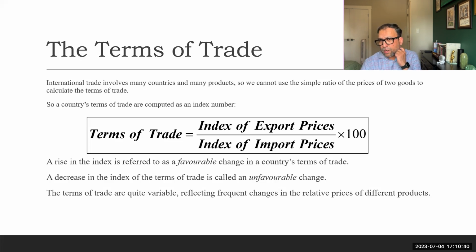So in this way, the ratio we get is the terms of trade for Canada, or for any country. A rise in the index is referred to as a favorable change in the country's terms of trade if this change is positive. A decrease in the index of terms of trade is called an unfavorable change. The terms of trade are quite variable, reflecting frequent changes in the relative prices of different products.